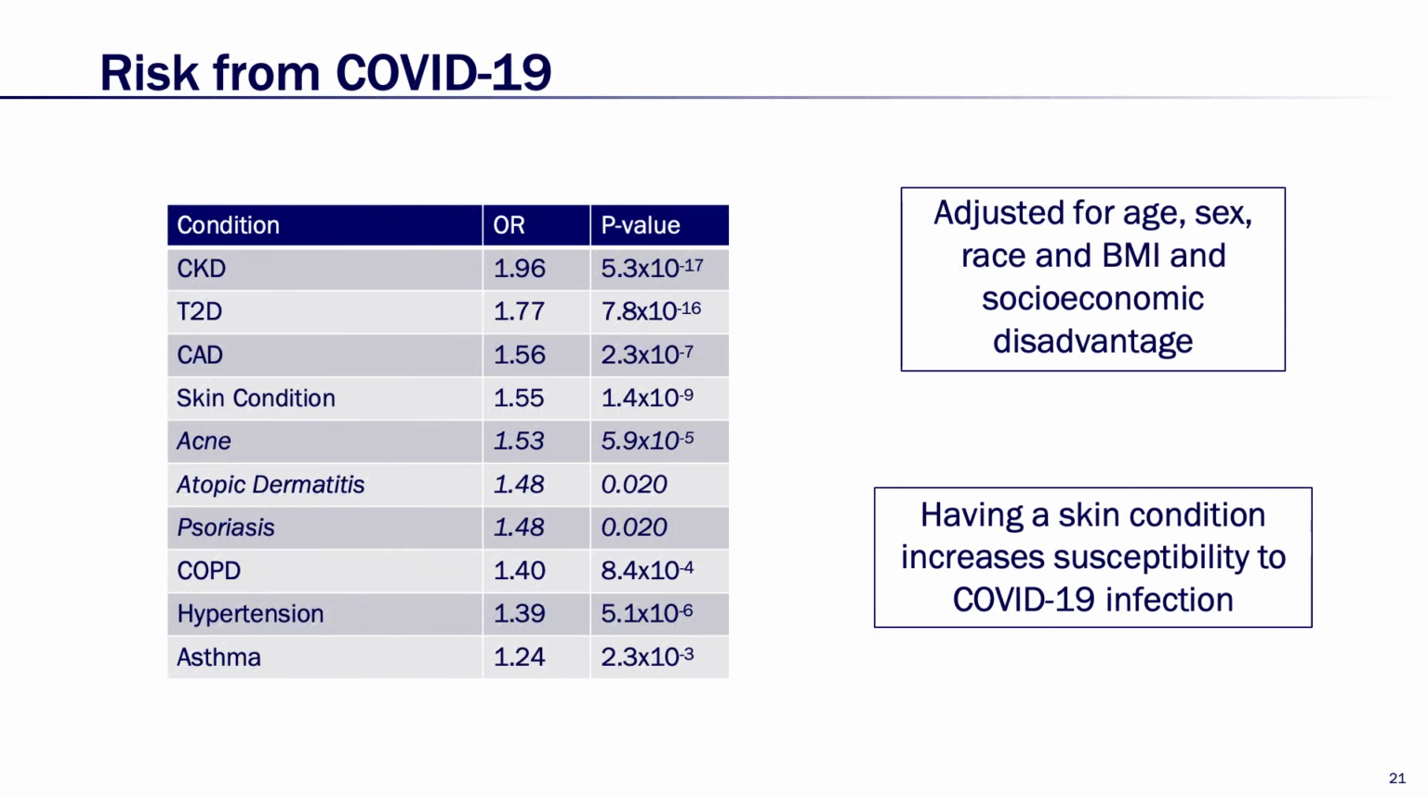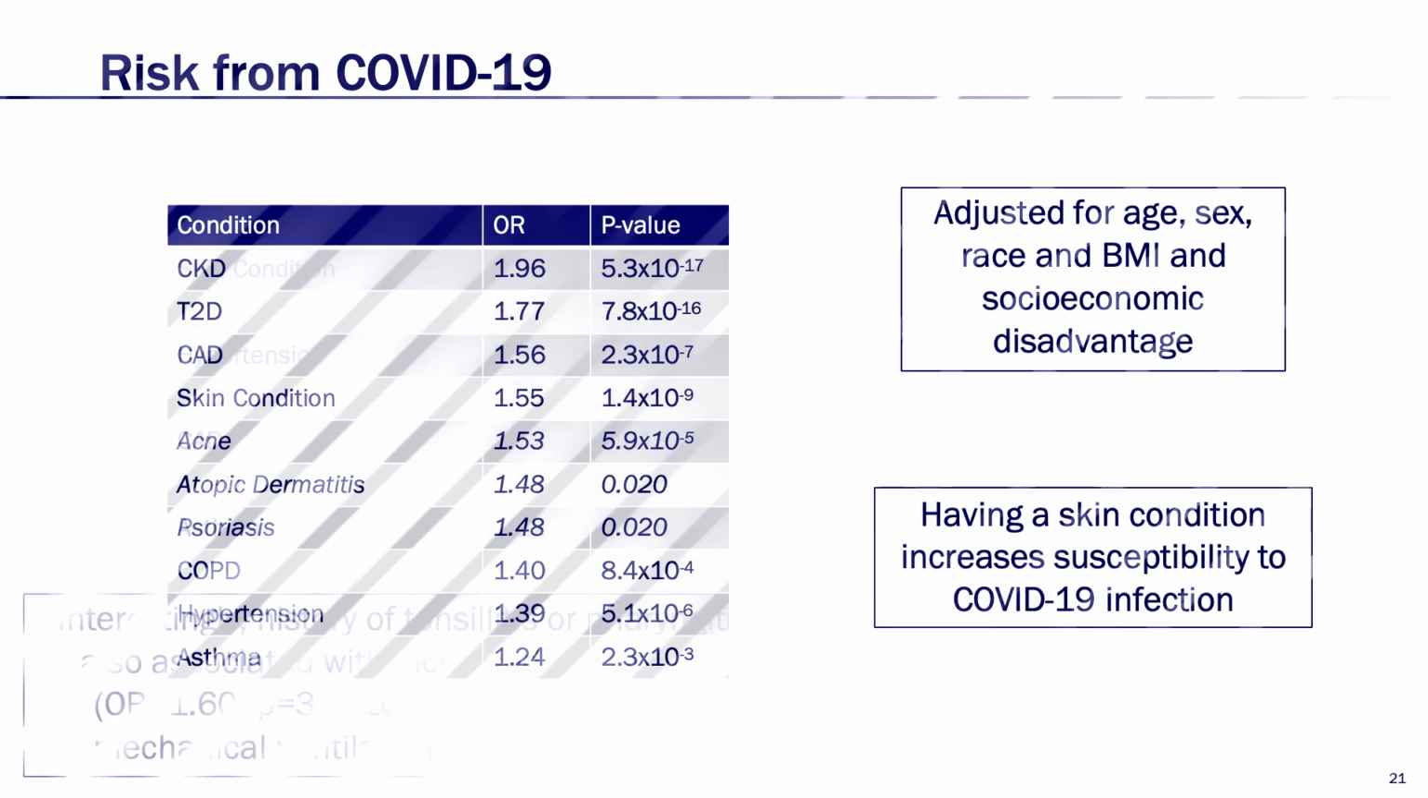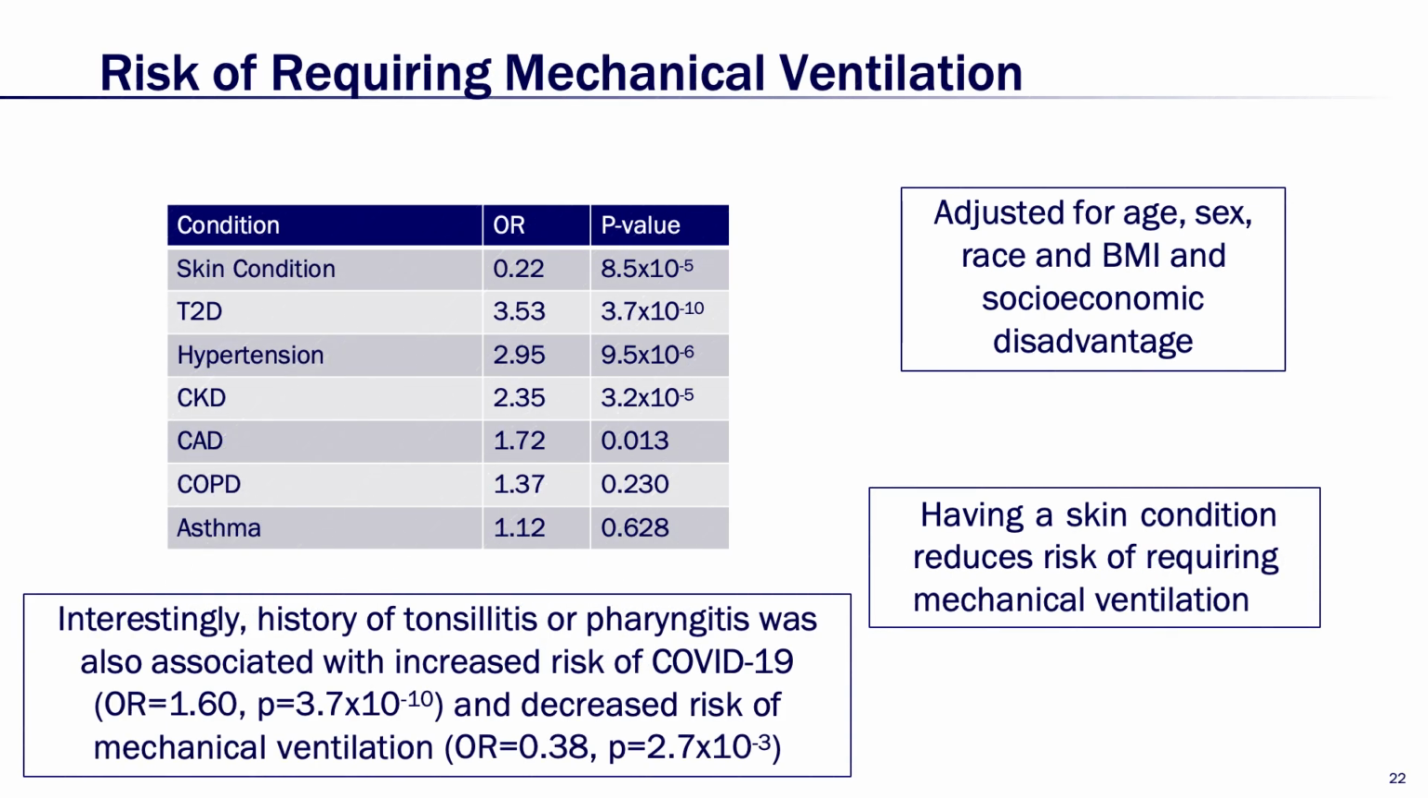Interestingly, we found that skin diseases, particularly inflammatory skin diseases, had a greater risk of COVID-19, even when adjusted for age, sex, race, BMI, and socioeconomic disadvantage. However, when we looked at the risk of mechanical ventilation, these individuals had considerably less risk of mechanical ventilation, suggesting that inflammatory skin disease imposes a risk of COVID, but maybe less severe COVID.